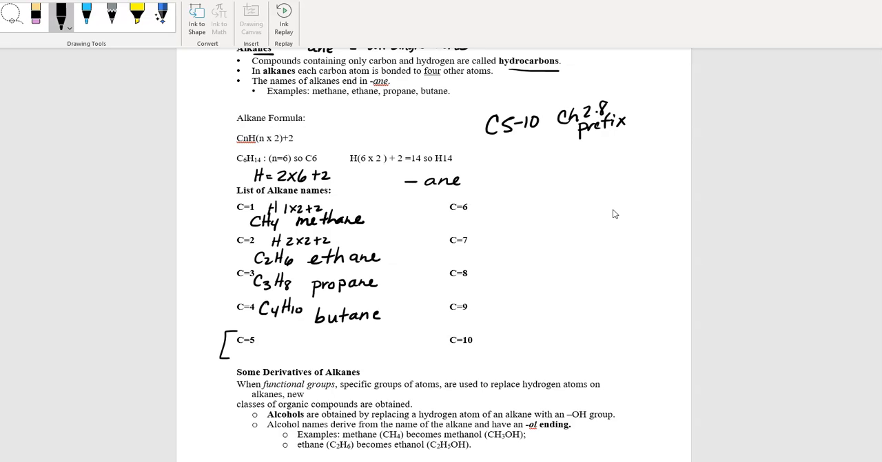So C5H12. That's called pentane. And C6H14 is hexane. And C7H16 is called heptane. Okay, so remember it came from hepta, so heptane.